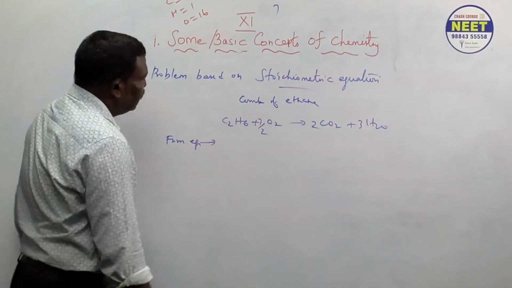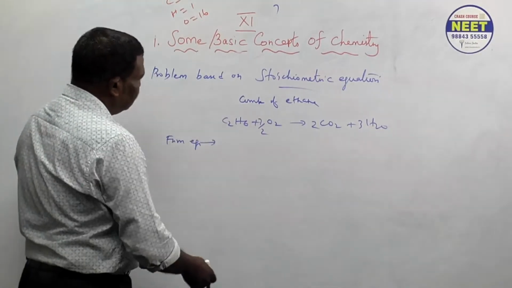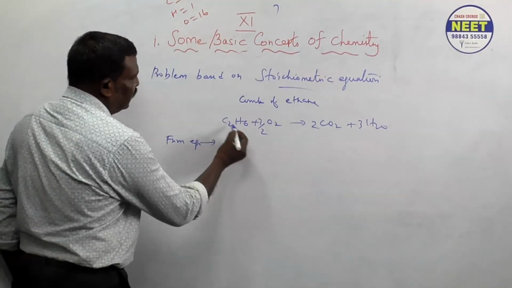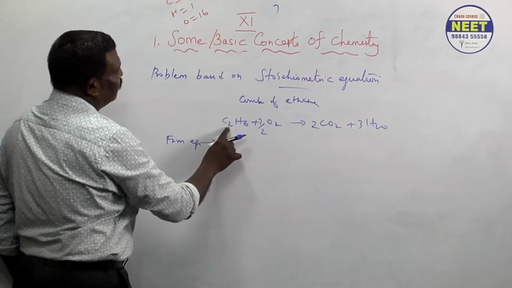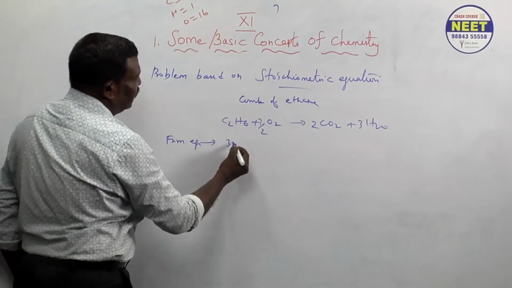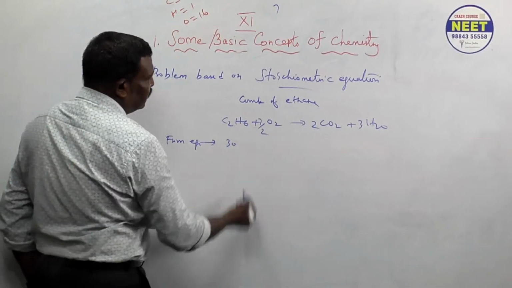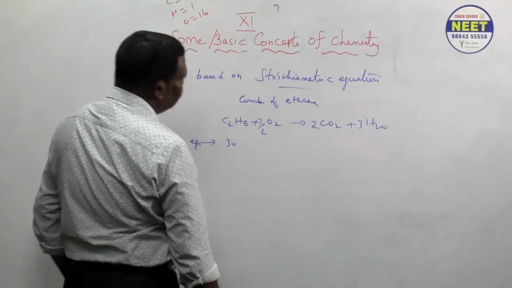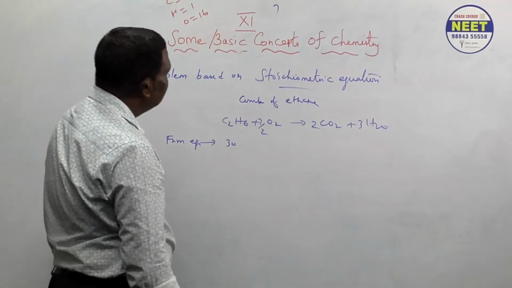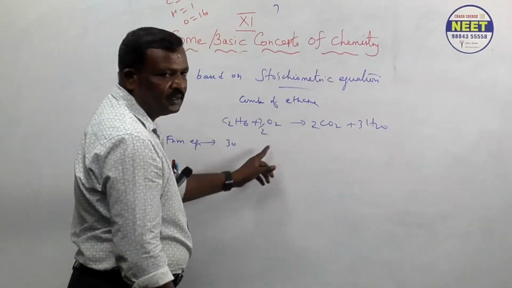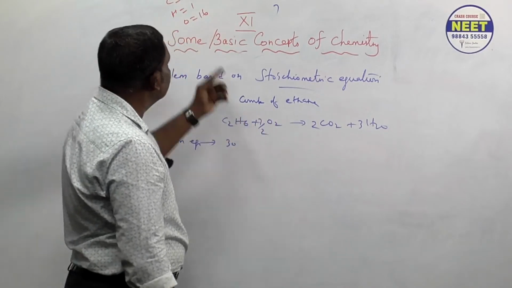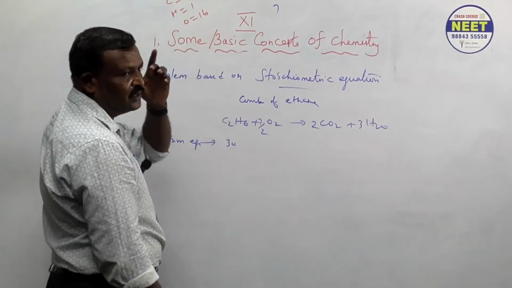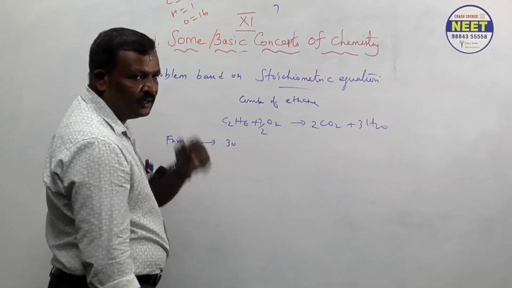Then from the equation, as usual, here you know that C2, 12 into 2, 24 plus, you know, 30. Then how many oxygen here totally? 7 oxygen. 7 by 2 into 2, no? 7 oxygen is there. So 1 oxygen is, you know, 16. So 7 oxygen is 112.